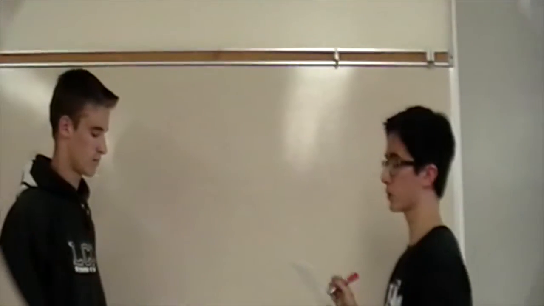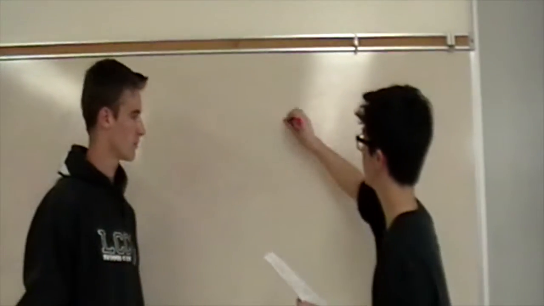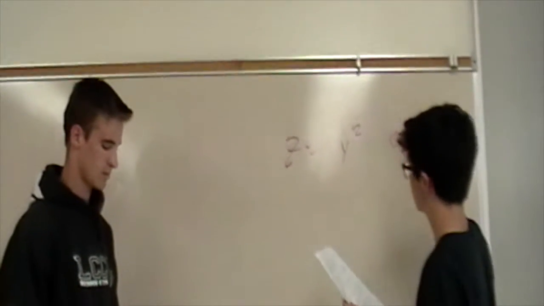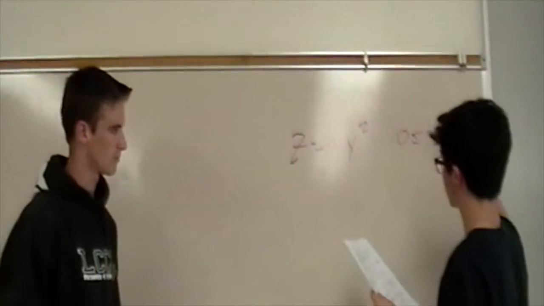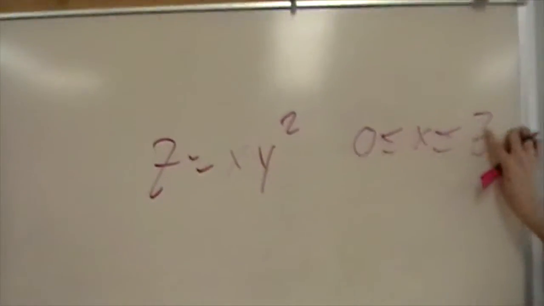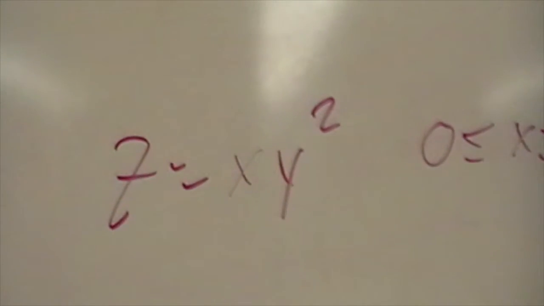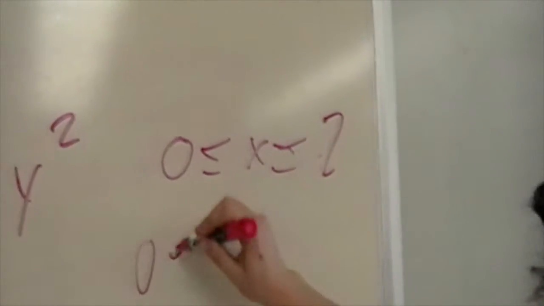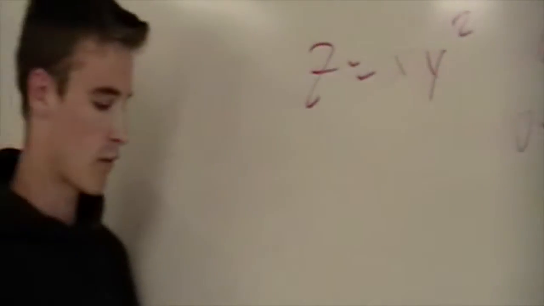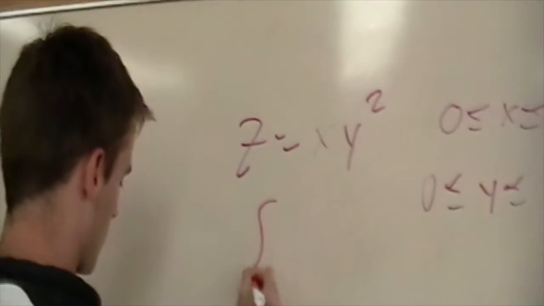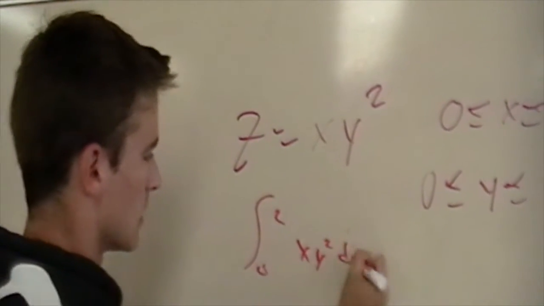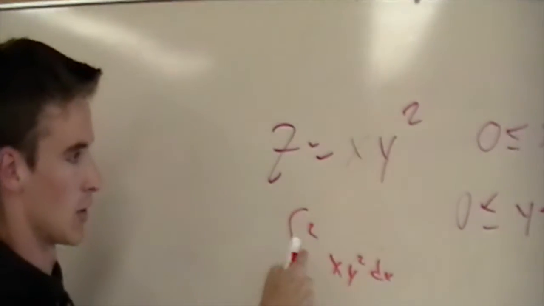Yeah. Now we're going to do a quick example. If we have the equation z equals x times y squared with the bounds 0 is less than or equal to x, which is less than or equal to 2. It's 2, it's not z. And 0 is less than or equal to y, which is less than or equal to 1. So the area under the curve is represented by the integral from 0 to 2 of x y squared dx. So that's going to be the area under the plane from 0 to 2.